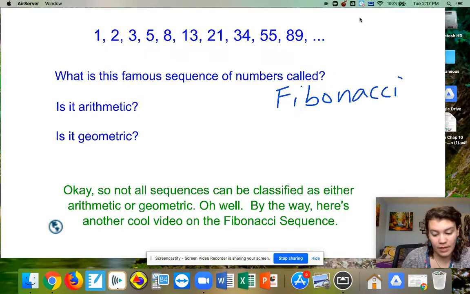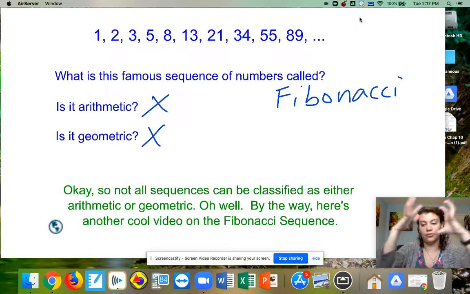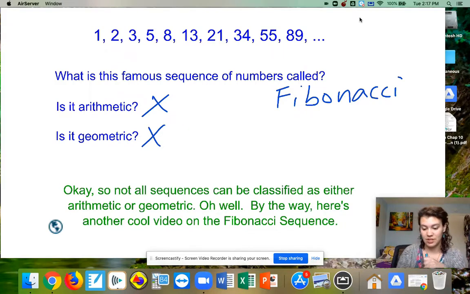So it's not arithmetic because you're not adding the same thing. And it's not geometric because you're not multiplying by the same thing. So the thing about this is not all sequences are arithmetic or geometric. Those are just different subsets of your overall total sequences.